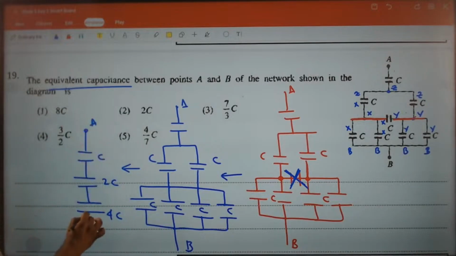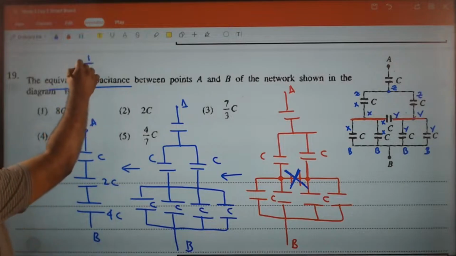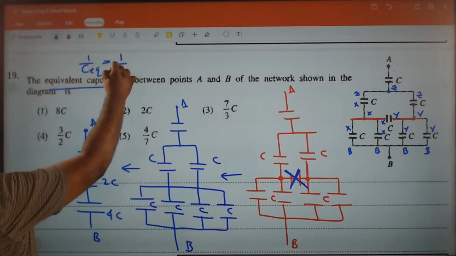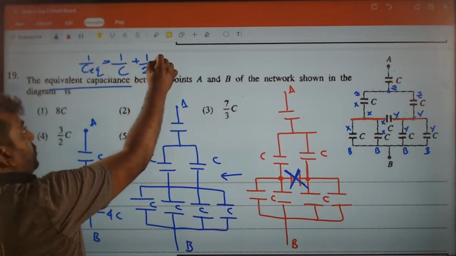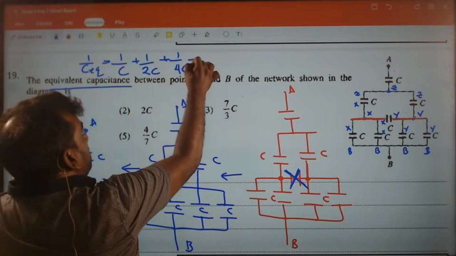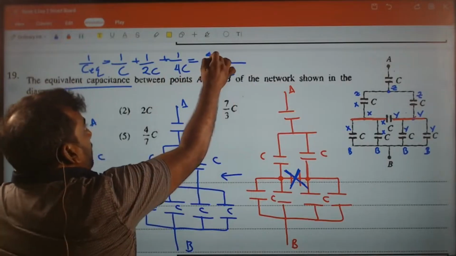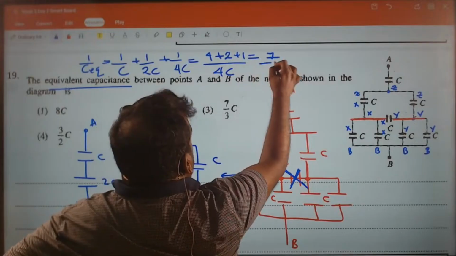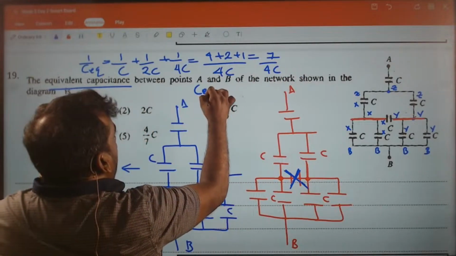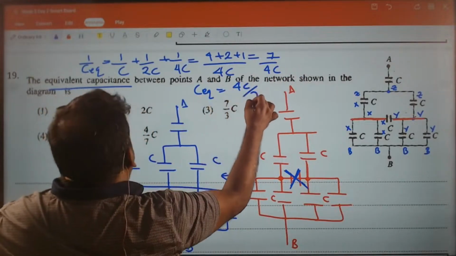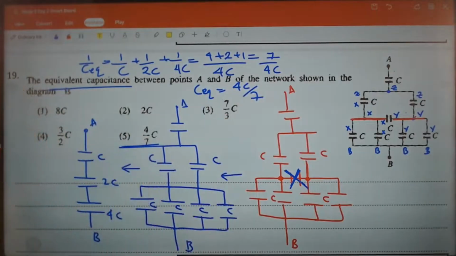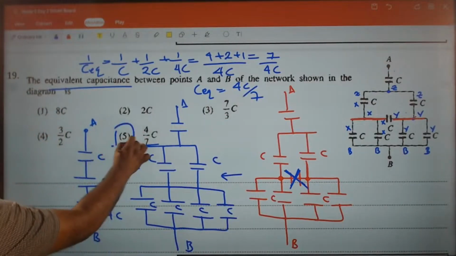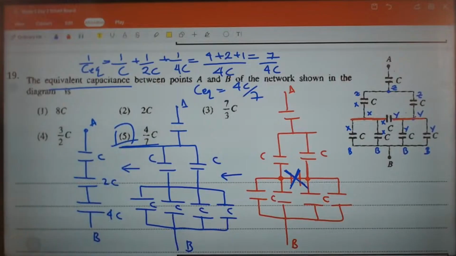Here A, here B. Capacitors in series are like resistors in parallel. So 1 over C equivalent is 1 over C, 1 over 2C, 1 over 4C. 4C common, 4 plus 2 plus 1, that's going to be how much? 7 over 4C. Turn upside down, C equivalent is 4C divided by 7. 4C divided by 7, answer number 5.